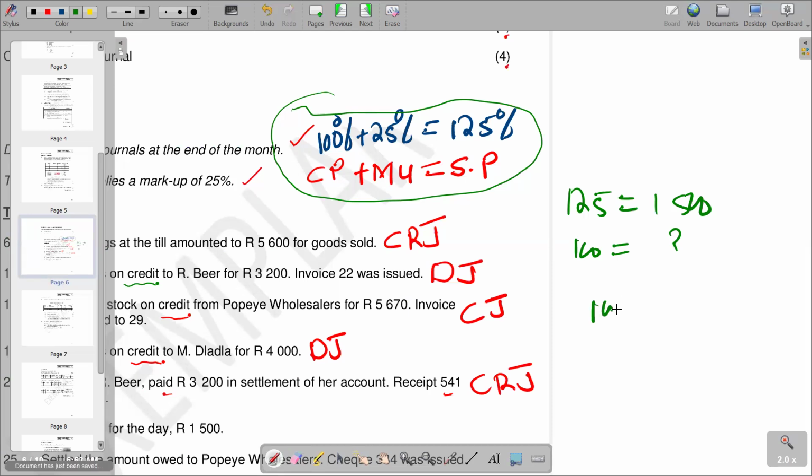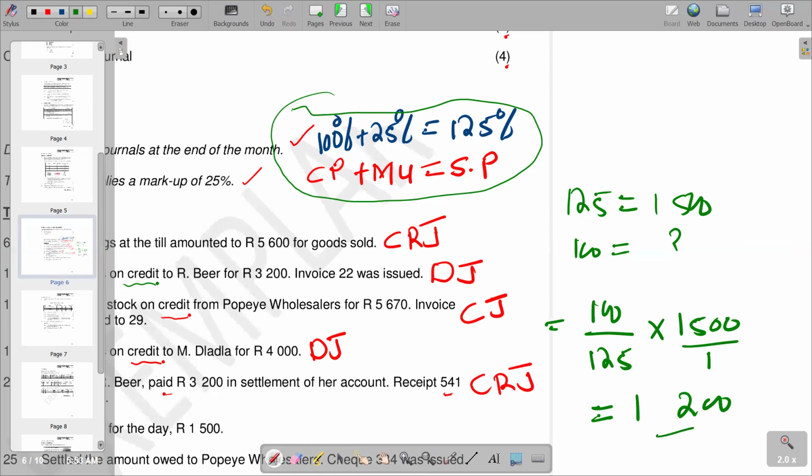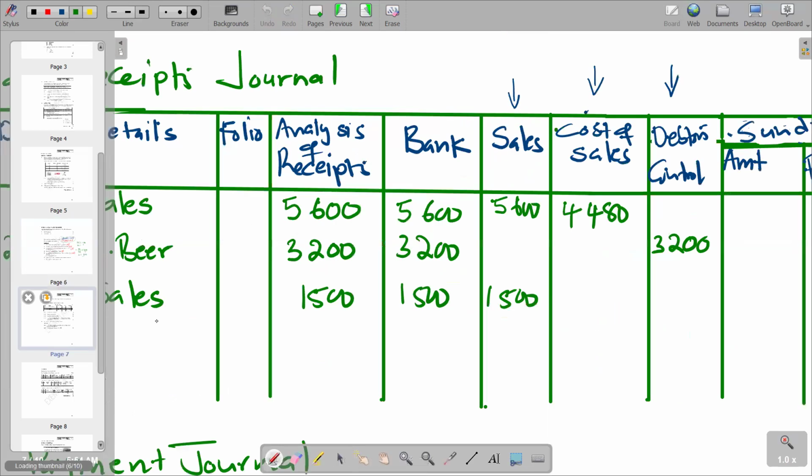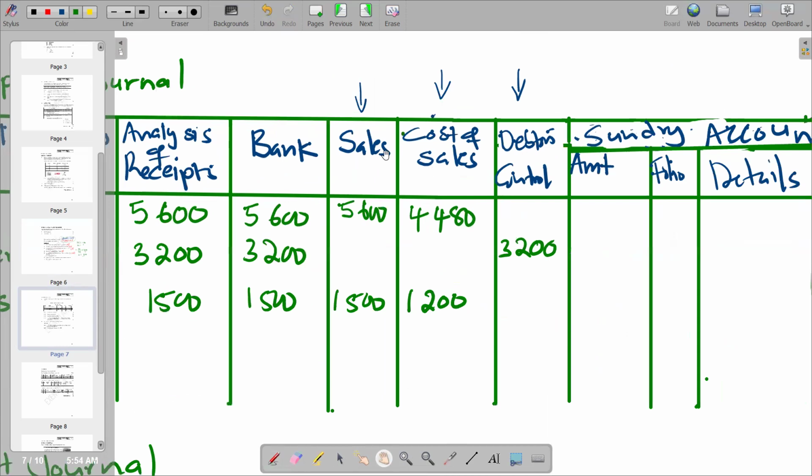100% becomes the numerator and 125 becomes the denominator, and then we multiply by the given figure, which is 1,500. We multiply and see what we get, and you see that we get 1,200. So this becomes our cost of sales, which we enter under the column for cost of sales: 1,200. We have seen that it qualifies in the three columns, so we're not supposed to post it under standard accounts. The only items that we post under standard accounts are the ones that do not qualify in these three columns: sales, cost of sales, and debtors.